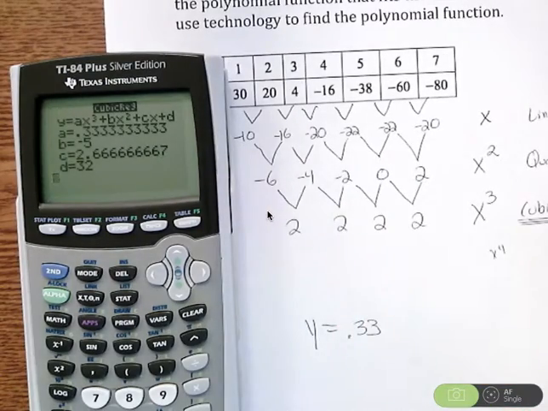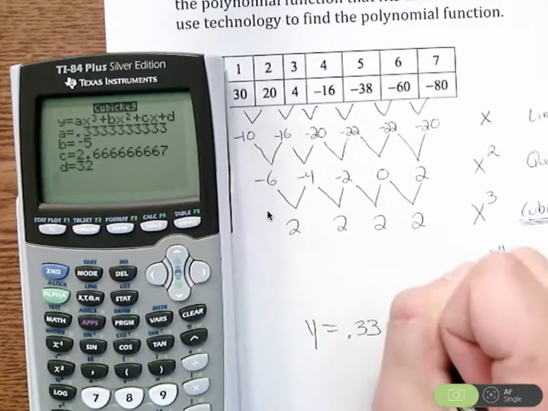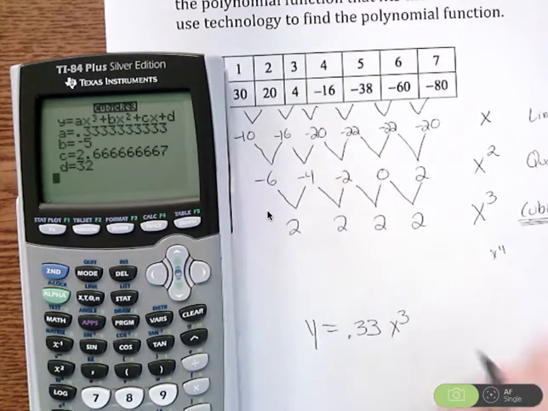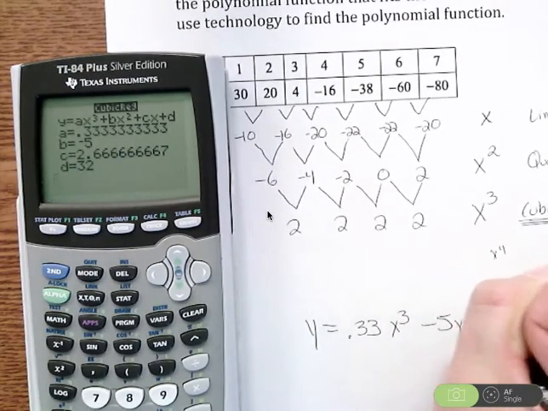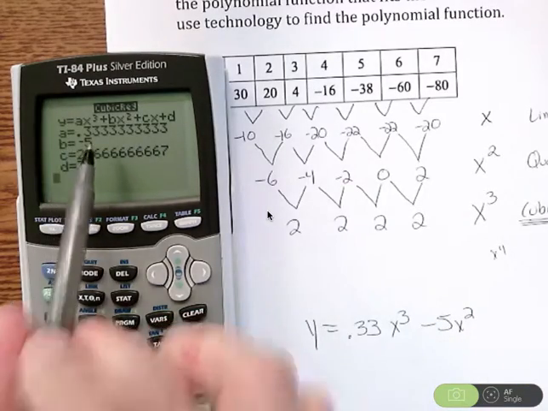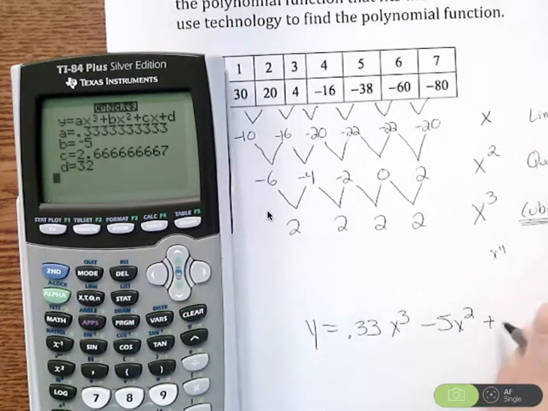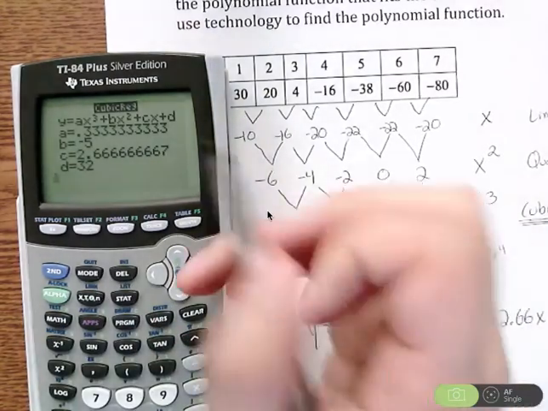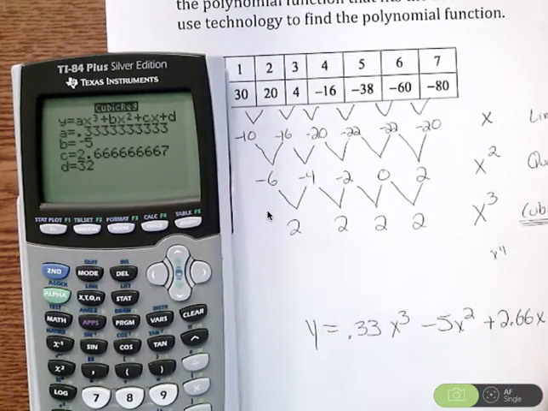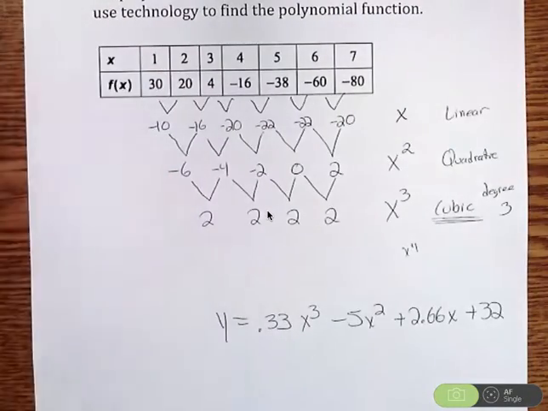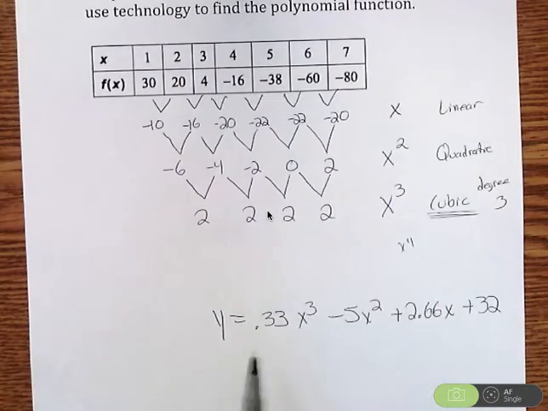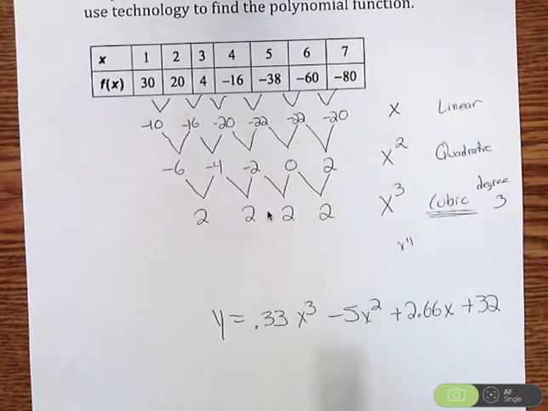0.33. I'm going to round to 2 decimal places. 0.33x cubed minus 5x squared, which was my b, plus 2.66x, which was my c, and then d, which is plus 32. Oh, I didn't realize it went off the screen. Plus 32. So I took the information from my calculator and came up with my cubic polynomial.